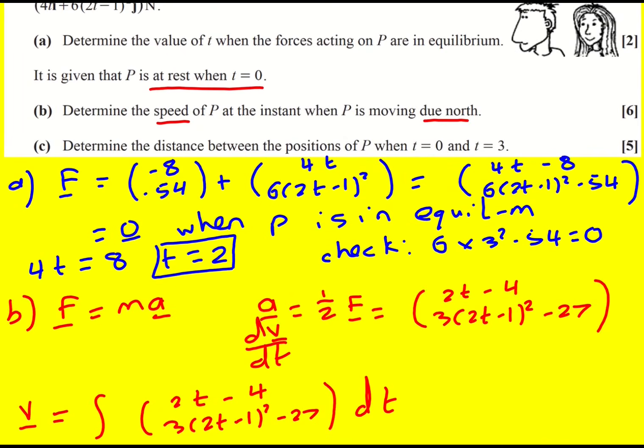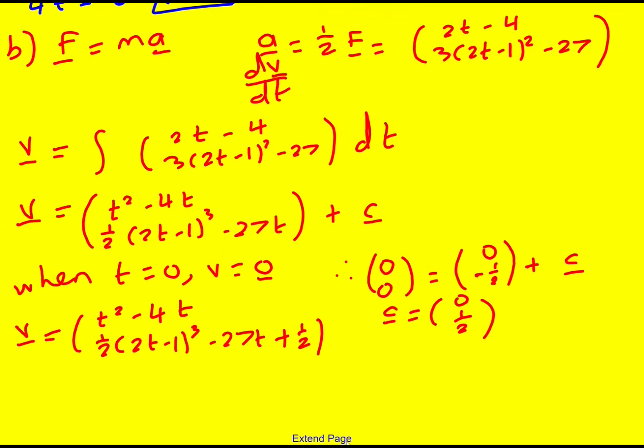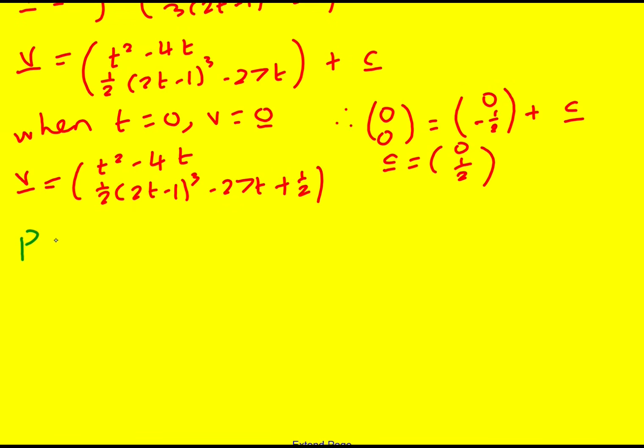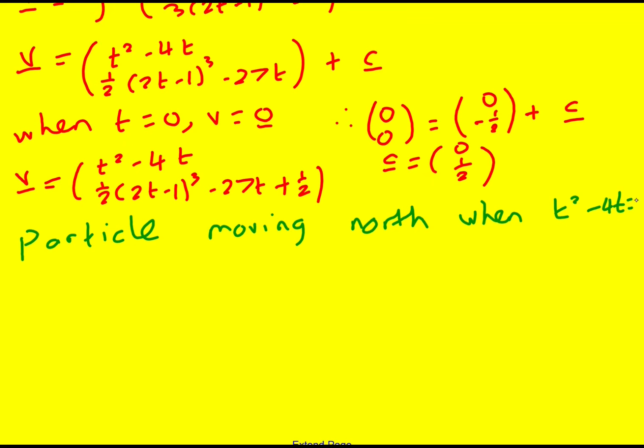That was quite a lot of work. We're not actually done yet. So determine the speed when the particle is moving due north. So particle moving north when the x component of the velocity is 0 and the y component is not 0. If it was 0 as well, it would just be stationary.